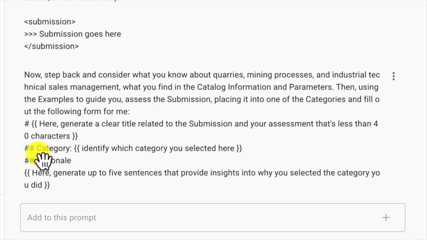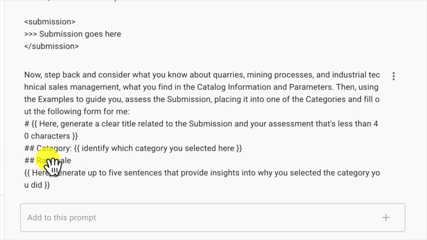All right, and then what we're going to do is set up a subtitle, and by putting this category outside of the handlebars, we're going to ensure that the AI says category, colon, and then inside the handlebars, we're going to say identify which category you selected here. So we're giving it instructions inside the handlebars that are related to the submission.